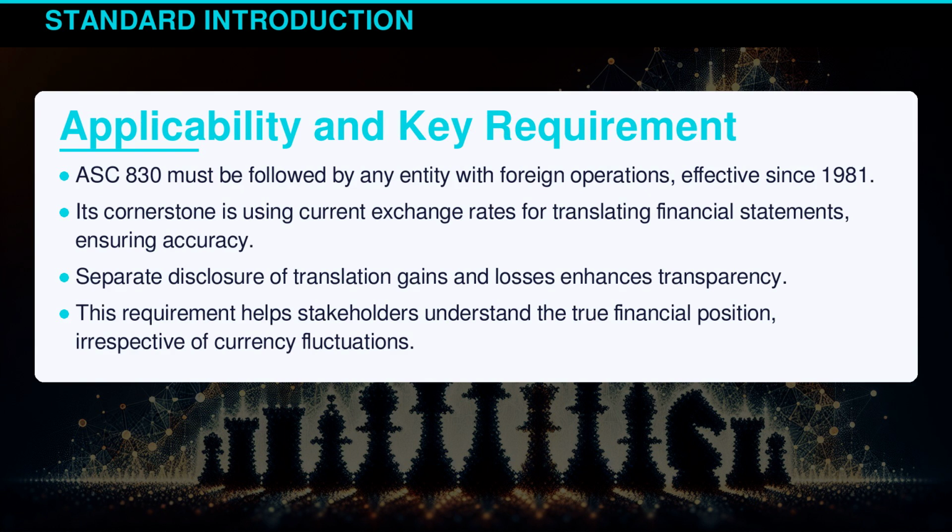ASC 830 must be followed by any entity with foreign operations, effective since 1981. Its cornerstone is using current exchange rates for translating financial statements, ensuring accuracy. Separate disclosure of translation gains and losses enhances transparency. This requirement helps stakeholders understand the true financial position, irrespective of currency fluctuations.